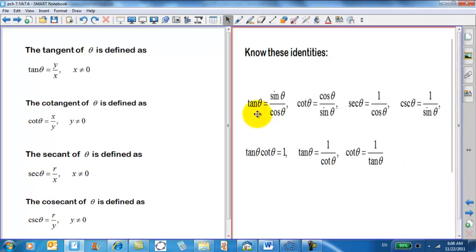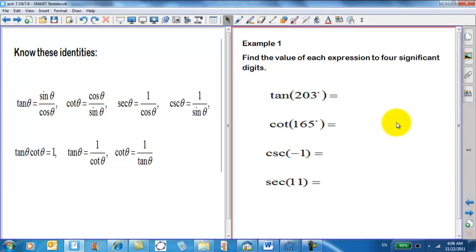Now you should know these identities. These are called the quotient identities. That is, the tangent of theta is sine over cosine, the cotangent is cosine over sine. These are your reciprocal identities. The secant is 1 over the cosine, the cosecant is 1 over the sine. Down here is just all the different variations on the tangent and cotangent reciprocal ideas. You can do that with the secant and the cosecant as well.